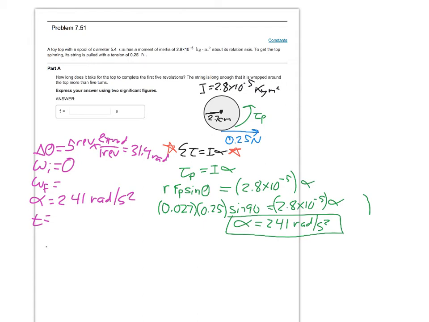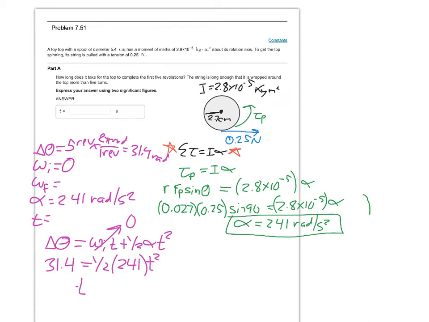Okay, so I can set up delta theta equals omega initial t plus 1/2 alpha t squared. That initial term goes away because I'm starting from rest. I end up getting 31.4 equals 1/2 times 241 times t squared. So my time here that I end up getting when I solve for that is 0.51 seconds.